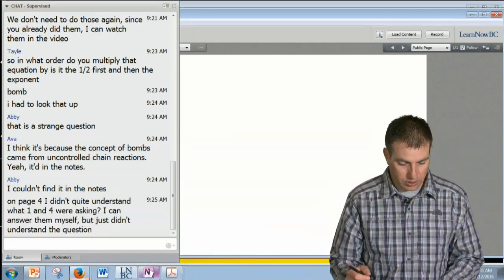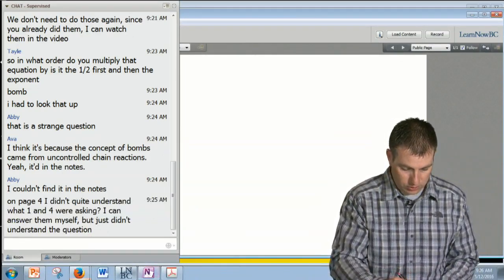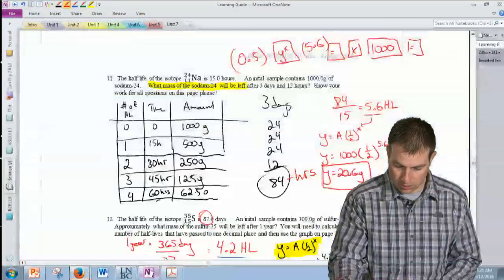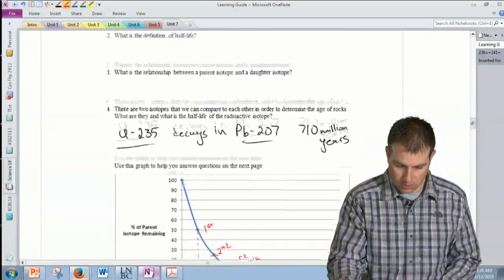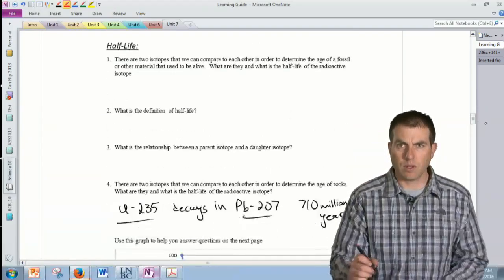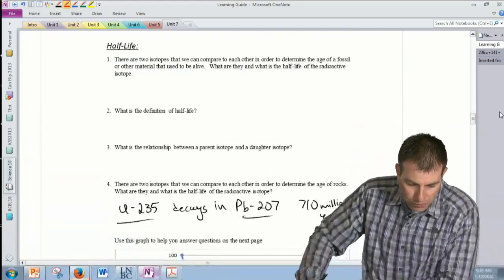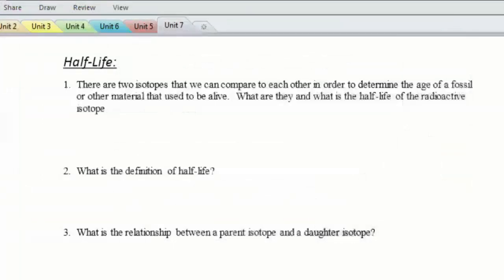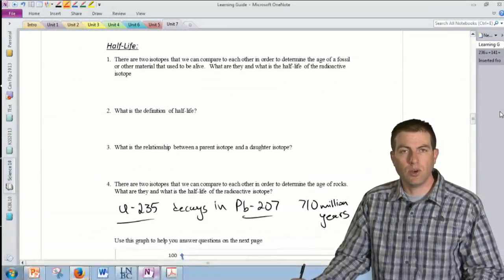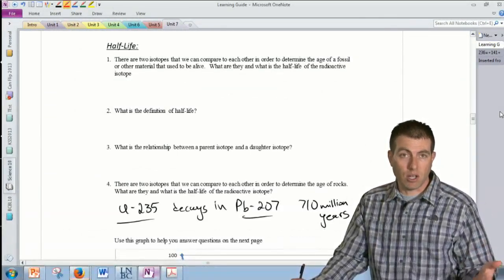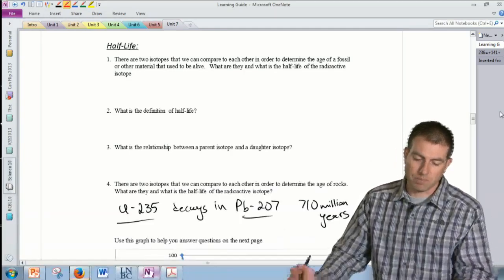On page 4, didn't understand what 1 and 4 are asking. Okay, let's just look at it real quick. Page 4, number 1. There are 2 types of isotopes that we can compare to each other in order to determine the age of a fossil or other material that used to be alive. What are they, and what is the half-life of the radioactive isotope? So living things have carbon in them. So if it's asking about something that was living, like a fossil, it's talking about carbon.